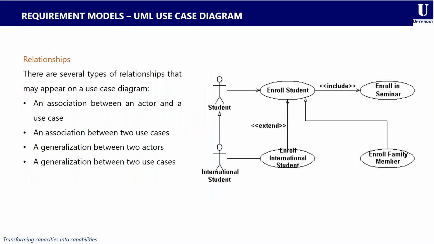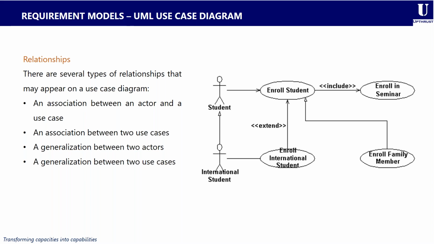Then the next components we'll be looking at are relationships. There are different types of relationship that may appear on a use case diagram. The first one of these is an association, and an association between an actor and a use case, such as we have students being associated with enroll students, which is the use case.